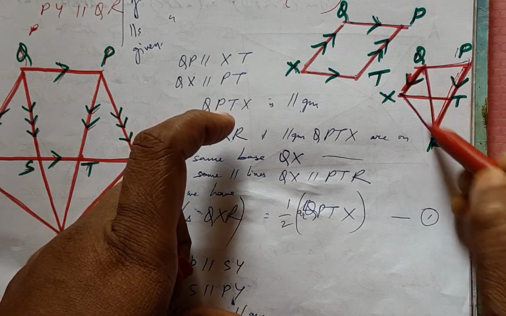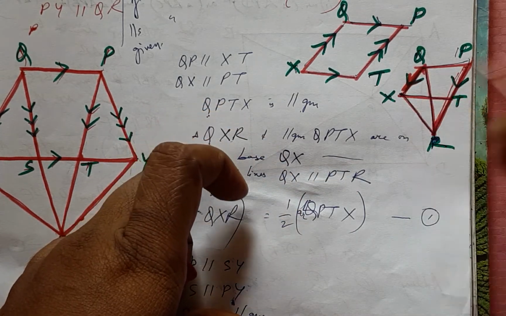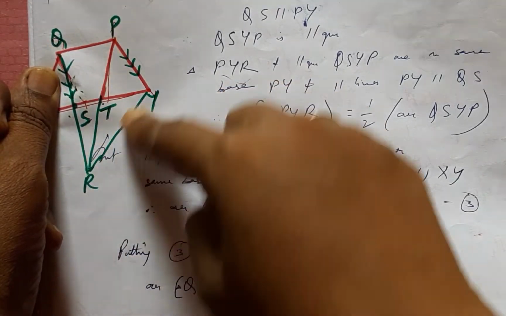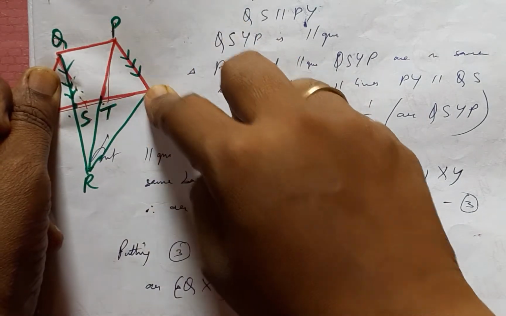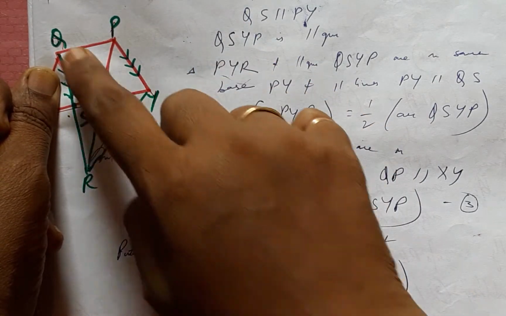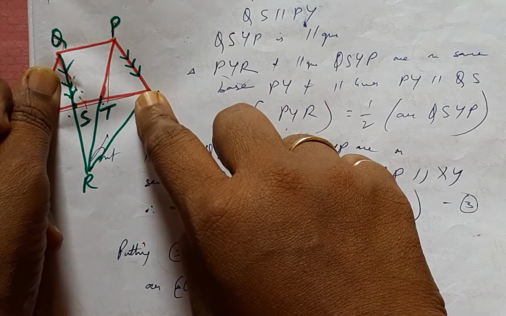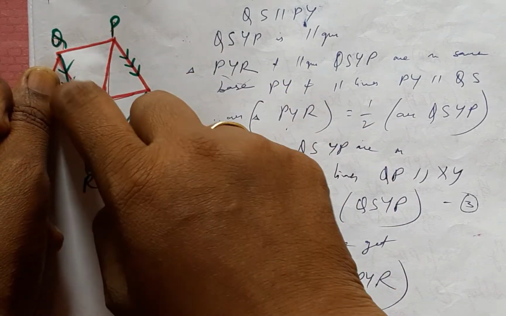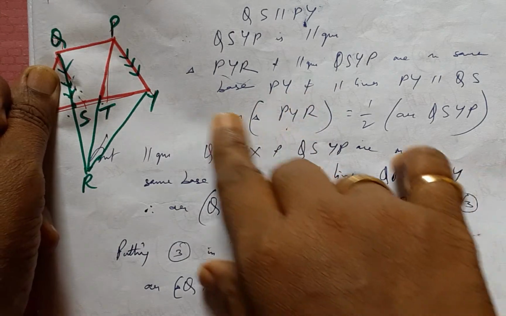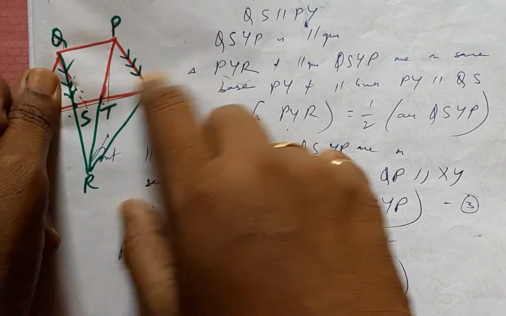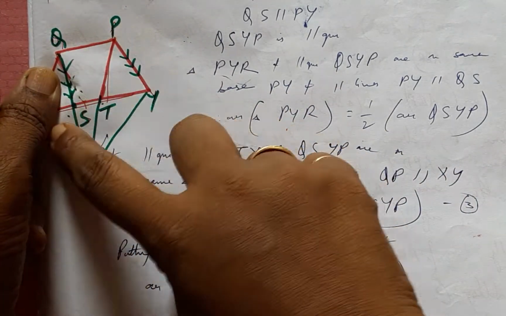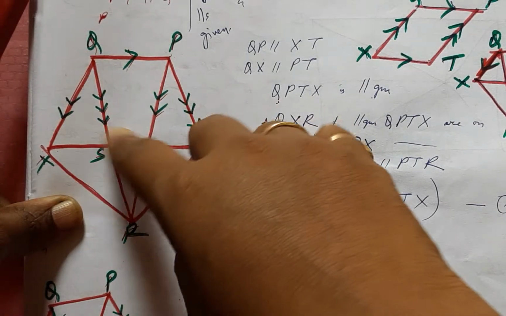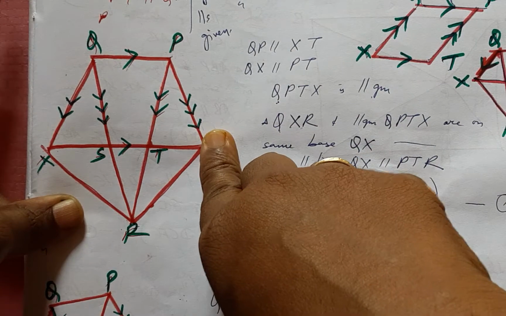Therefore the area of this triangle is half of this parallelogram, and similarly there is the other set of parallelogram and the triangle lying between the same parallel lines and sharing the same base PY. Therefore the area of this triangle will be half of this parallelogram's area. Now we already know that these two parallelograms QPSY and QXPT are area wise congruent, and congruent in every way.